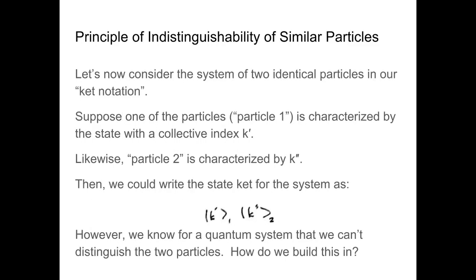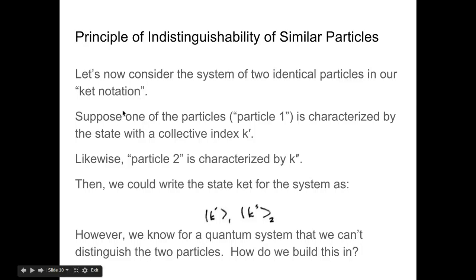Okay, so let's try to put this into some notation, right? Try to come up with a more quantitative way of doing things. We're going to consider a system of two identical particles, and I want to work in my ket notation. I don't want to work with wave functions just yet. So let's write down states in our ket notation.